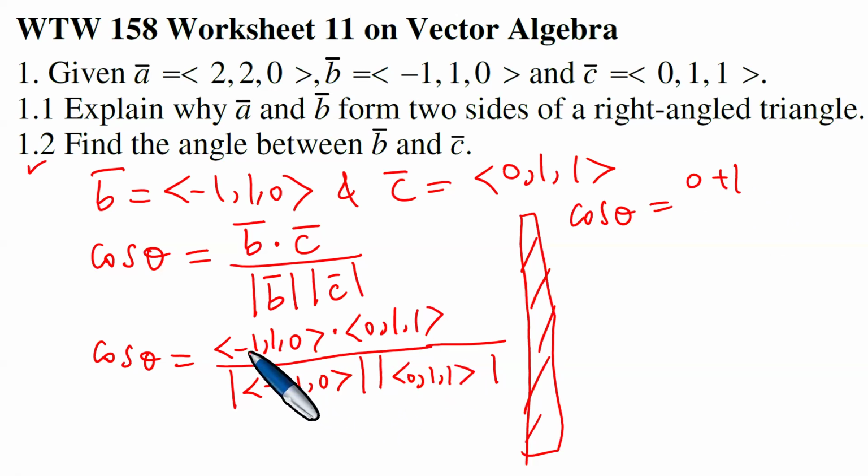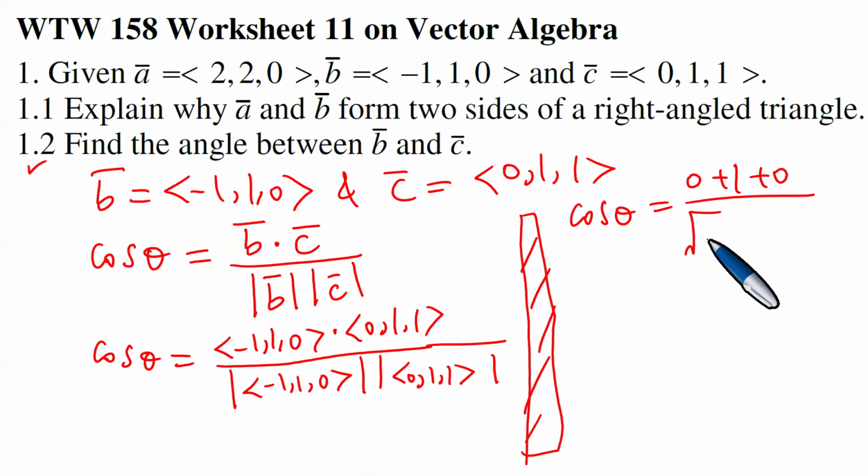So we have multiplied the first component with the first, the second component with the second, the third component with the third, giving us a 0. And we divide everything by the following. We have the square root here.